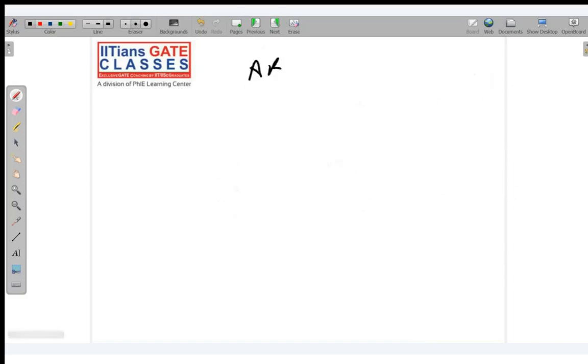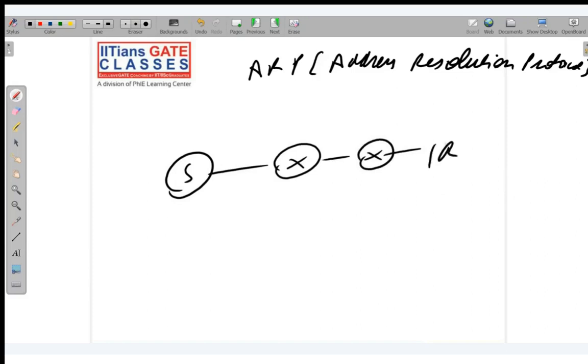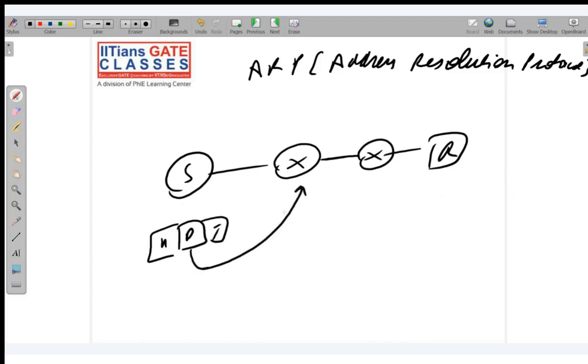Okay, so ARP is Address Resolution Protocol. So what will it do? This is the sender, these are the 2 routers, and this is the receiver. The sender wants to send a packet to the receiver. Obviously the datagram cannot fly away. It has to be packed in a frame. For example, this is a datagram. Now this datagram will be packed in a frame. That means header and trailer will be attached, and this frame will be transferred to this router.